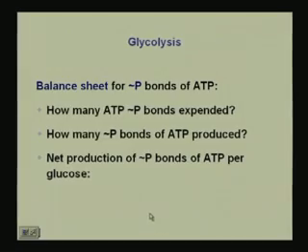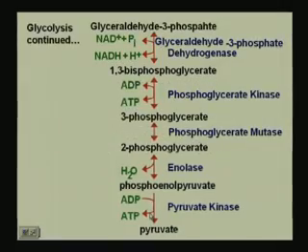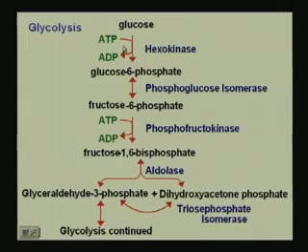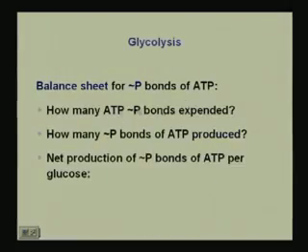How many are broken? This is our whole series. We have one broken when we form glucose to glucose 6-phosphate, right? Another broken when we form fructose 1,6-bisphosphate from fructose 6-phosphate. Fine. So, our answer for the first question is 2.